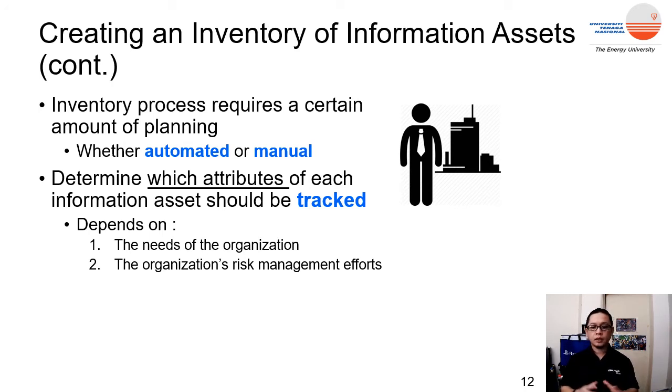So how do you actually determine which attribute of each asset should be tracked? This depends on the needs of the organization. For example, for each asset, why do you need that asset to begin with? What is it used for? What is the value? How you categorize your asset is determined by your organization and how your organization values or uses that asset. So this is very important in the very beginning.